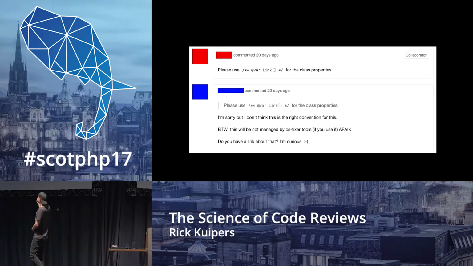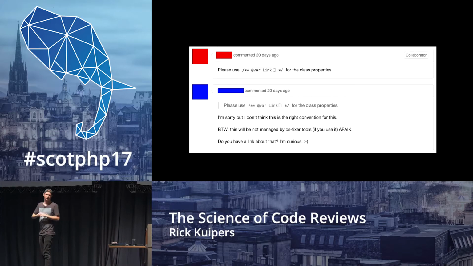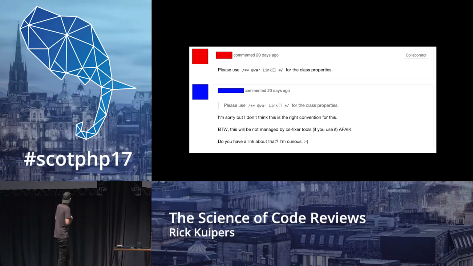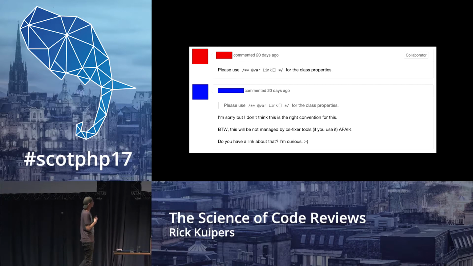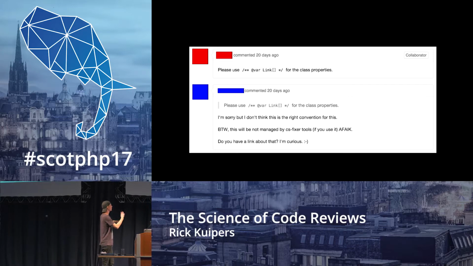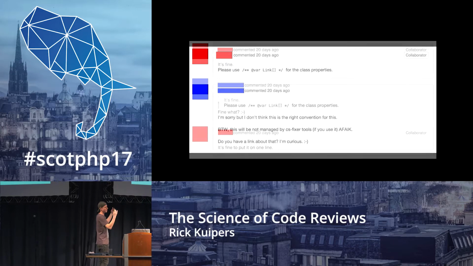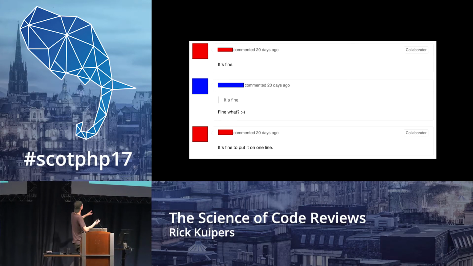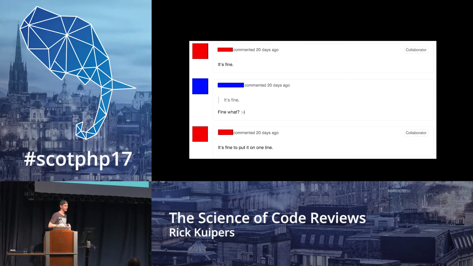Here we have a person red saying, please use /** @var */ for the class properties. And we have person in blue saying, I'm sorry, I don't think this is the right convention for this. By the way, this will not be managed by CS Fixer tools. Do you have a link about that? I'm curious. And then person red says, it's fine. And then person blue says, fine what? And then person red says, it's fine to put it on one line.